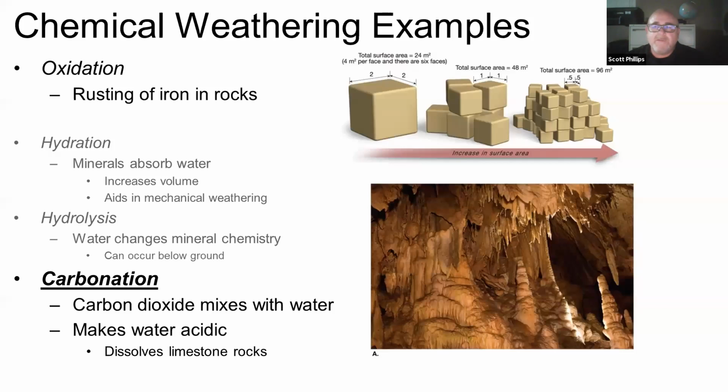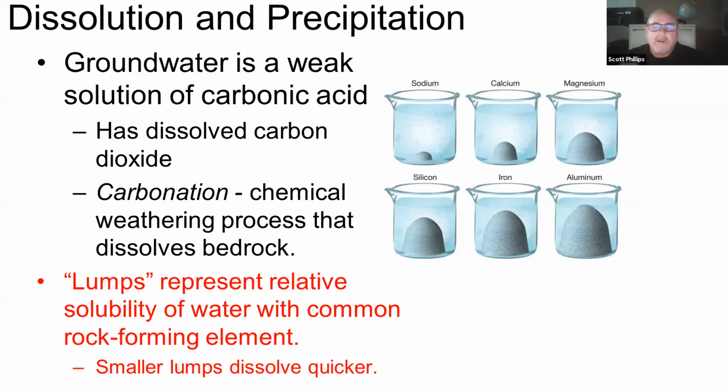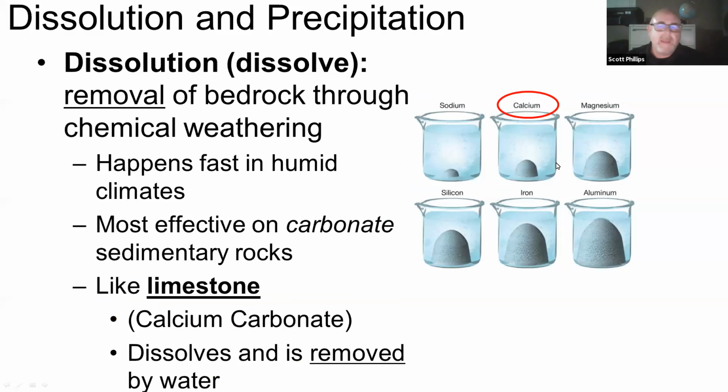If you recall watching that Ring of Fire video where the guy was testing a rock and he poured a little acid on it and it fizzed up, he could tell it was limestone because it was reacting to the acid. So groundwater is a weak acid and has carbon dioxide in it. It gets carbon dioxide from the atmosphere and it's mixed in the water, and it makes the water slightly acidic. And what it causes is dissolution. Dissolution is like dissolving, and it's the removal of bedrock through chemical weathering.